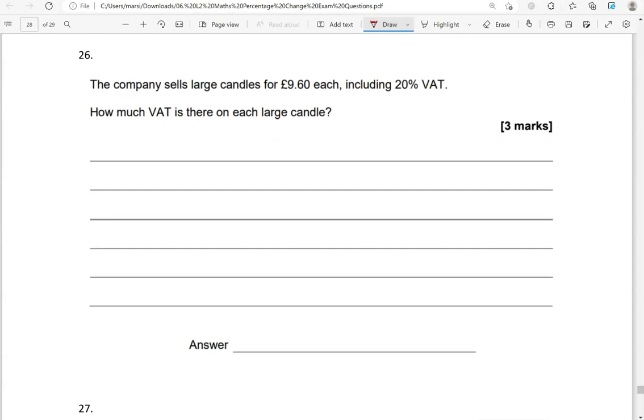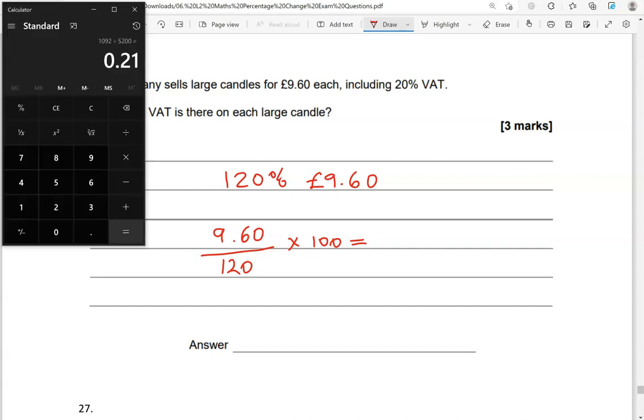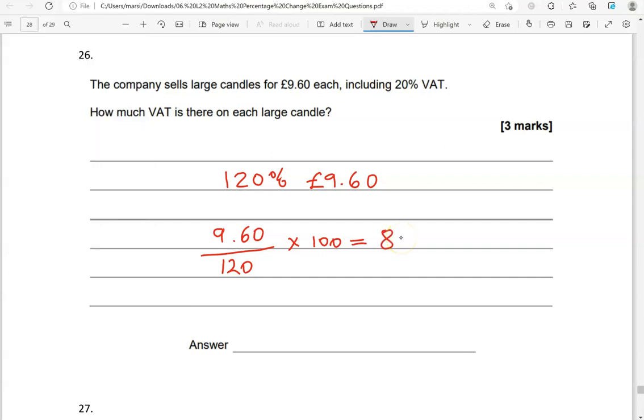A company sells large candles for £9.60 each, including 20% VAT. How much VAT is there on each large candle? So, including VAT, that is 120%, the £9.60. So, if we divide £9.60 by 120 and then multiply by 100, we should get the price before VAT. And that is 8, so £8.